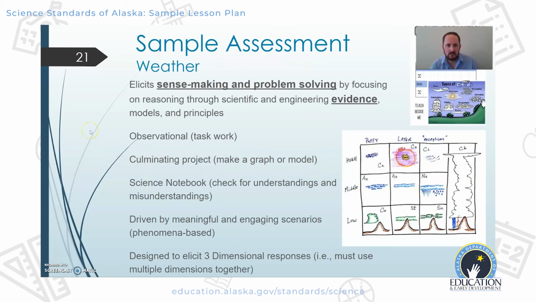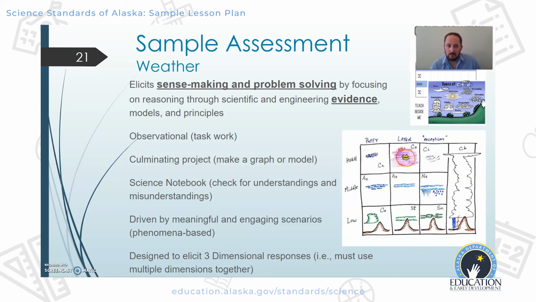These are some sample assessments. By no means is this exhaustive, but there's some ideas to go with on your science and engineering ideas that you're working on. They should elicit sense-making from the phenomenon or problem-solving with the engineering topics. And they should support a claim with evidence.